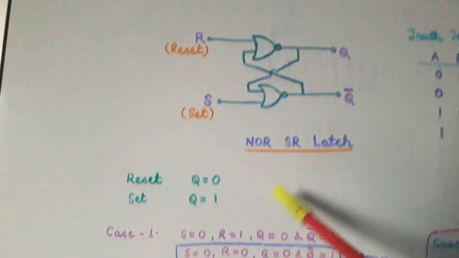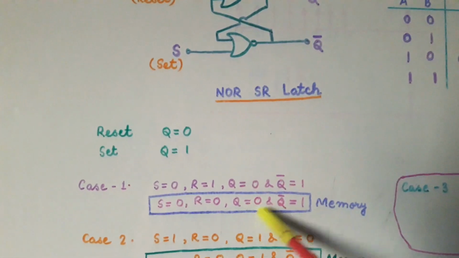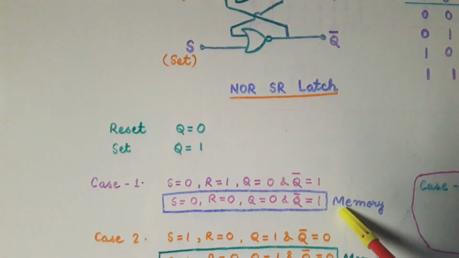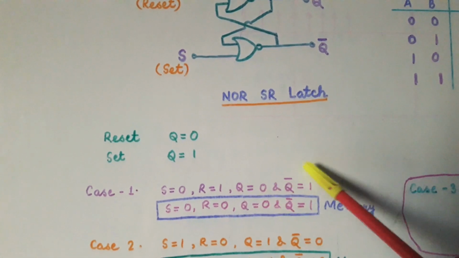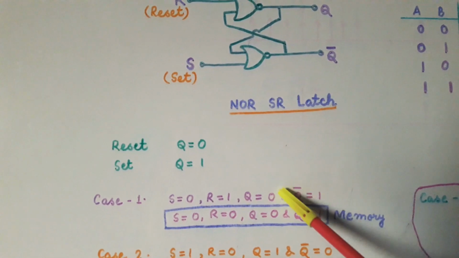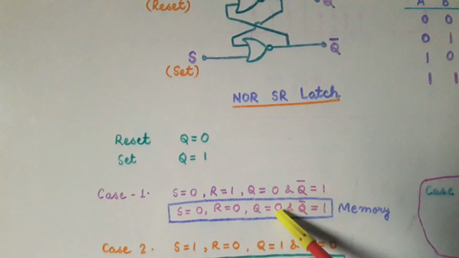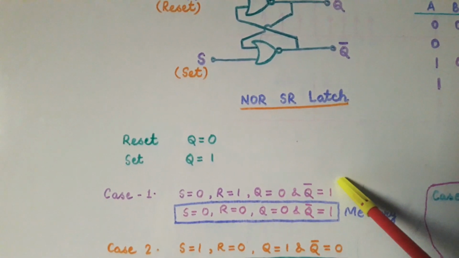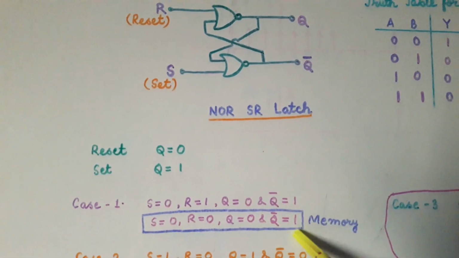So we can see clearly here that we have stored the previous data in this case. That is, again we are getting the outputs Q and Q bar as 0 and 1. Because even when we have removed the inputs S and R, that is, we have made them 0, still we are getting the outputs as 0 and 1, which is the same as in the previous case. For this reason we say that a flip-flop has memory.